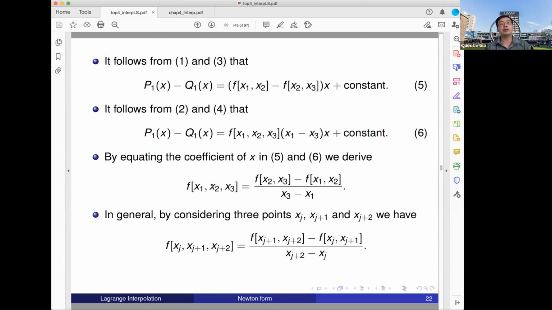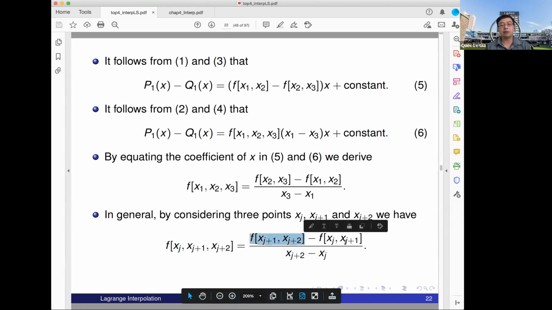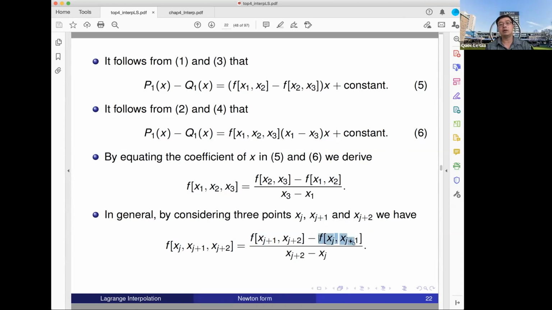So now if I replace x1, x2, x3 by xj plus 1 or xj plus 2, then I have the same formula. So the formula doesn't depend on the index. So if I got xj plus 2 over 3 points, the divided difference can be computed by the divided difference over 2 points, xj plus 1 over xj plus 2, minus this one, over xj plus 2 minus xj.